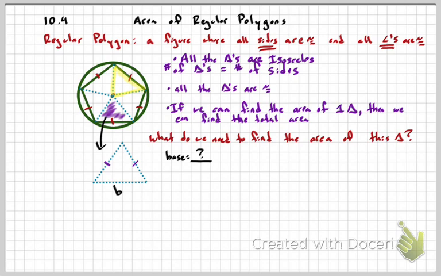So that base length right here is the same length as this right here in red, okay? We also need the height, and that height, let's pick a good color that's going to jump out at us. Here is the same distance right here in orange, okay? So those are the two measurements we would need to be able to find the area of one of our triangles in our regular pentagon.